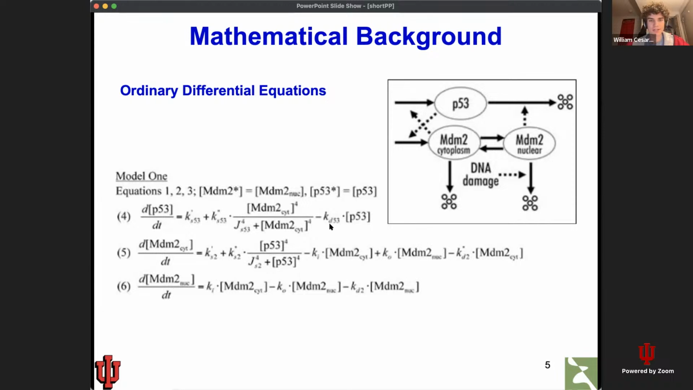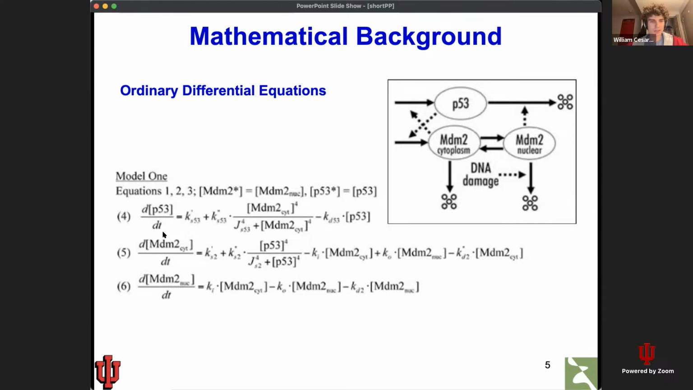And lastly, this is the degradation term. So for P53, we can map this to this arrow. And KD53 is the decay constant. Well, it's not actually a constant, because this D53 depends upon this dotted arrow here, MDM2 in the nucleus. So we calculate this D53 later.